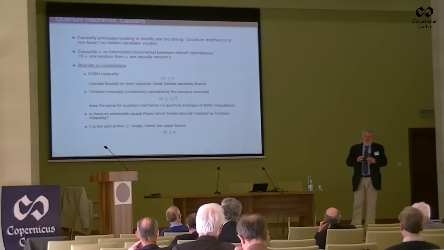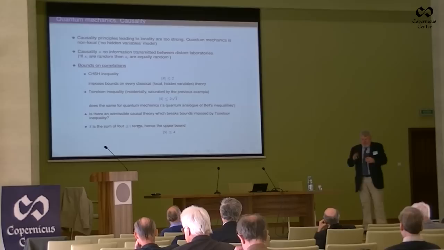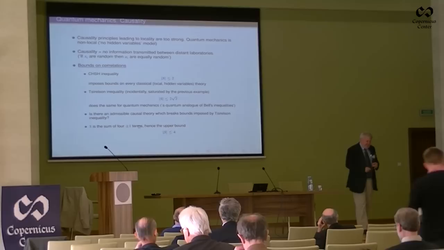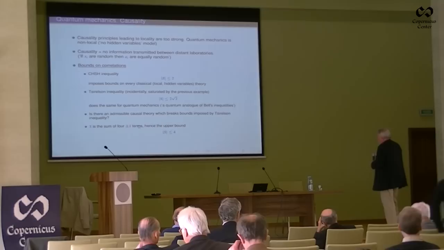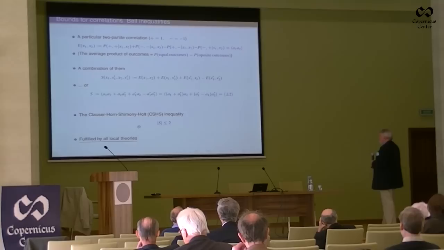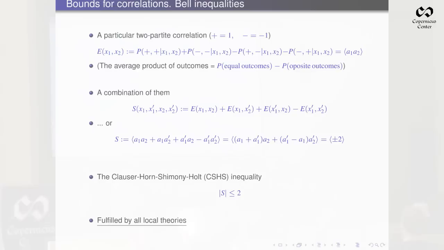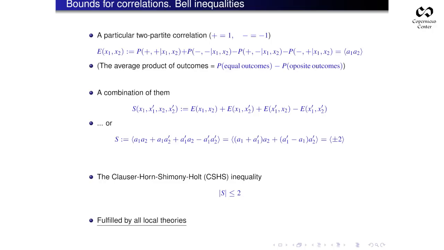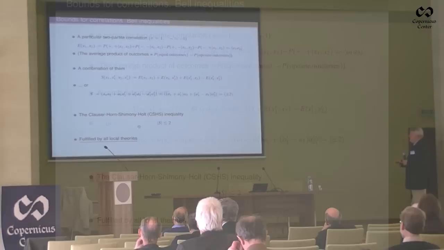This is the main task of this attempt at finding such a theory. If we come back to this definition of S, you see that it consists of four terms, and each of these terms has a maximal value in modulus of one, minimal minus one. So each is either one or minus one.